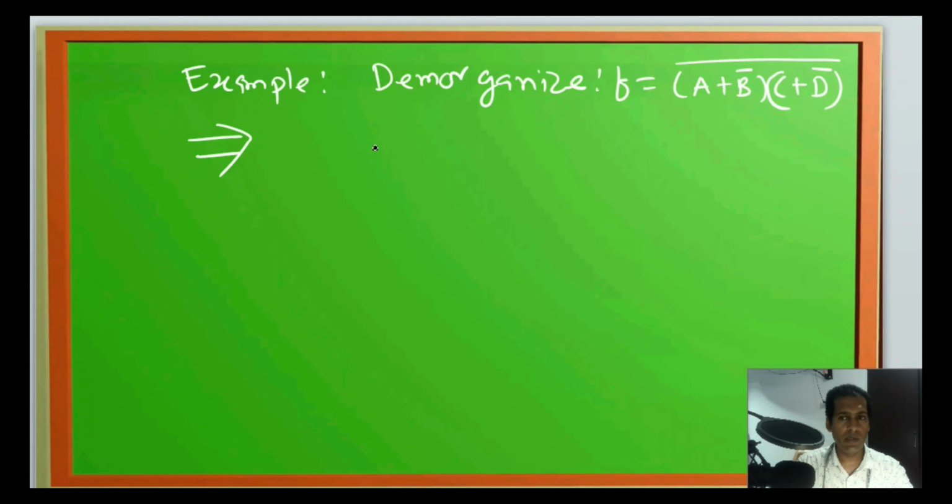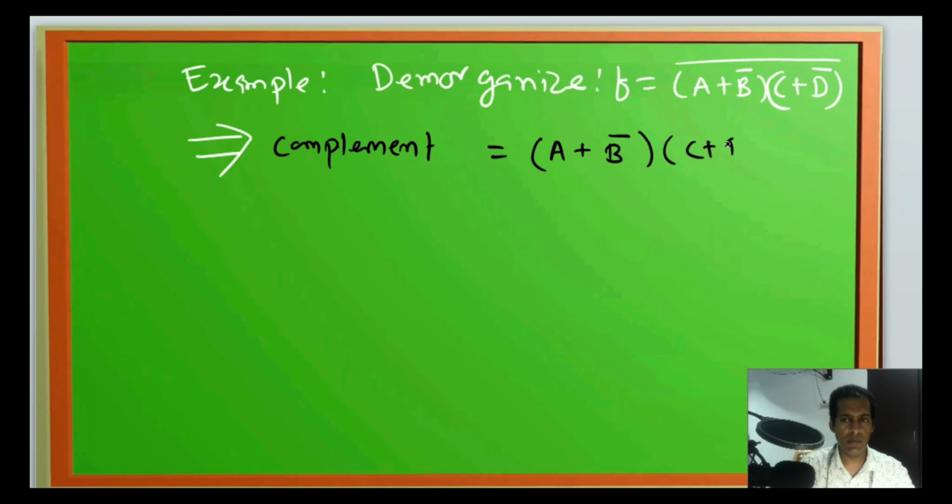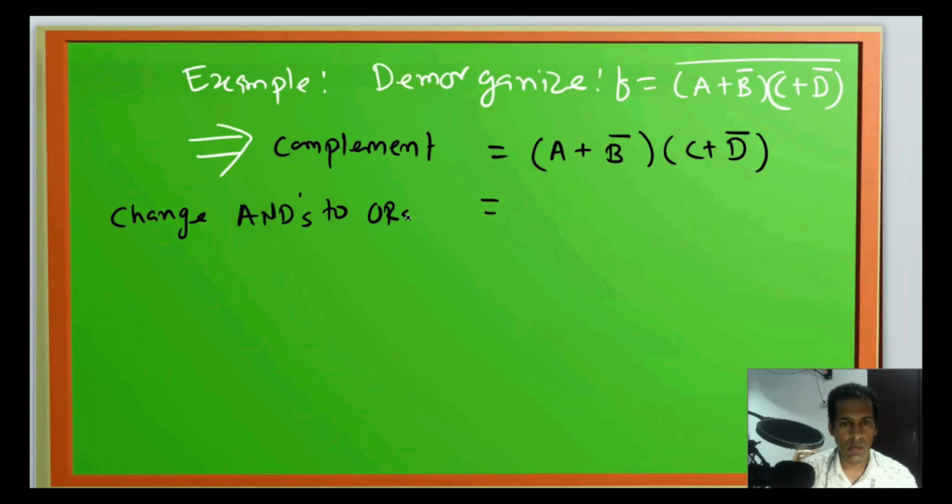Let us take the complement of the whole function. If you take the complement of the whole function, then the bar will be removed: a plus b bar and c plus d bar. Now we will change ANDs to ORs and ORs to ANDs.